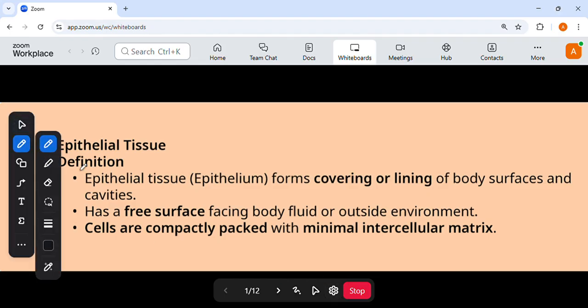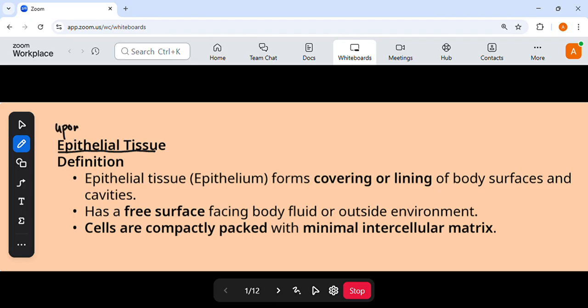First of all, what is epithelial tissue? What do you mean by epithelial tissue? Epi means upon. Okay, and thelial means to rest. So this is the tissue which is resting on some other tissue. Okay, it always rests on some other tissue. Clear?